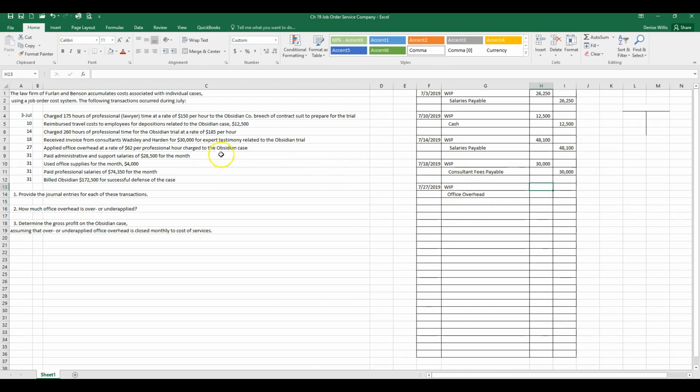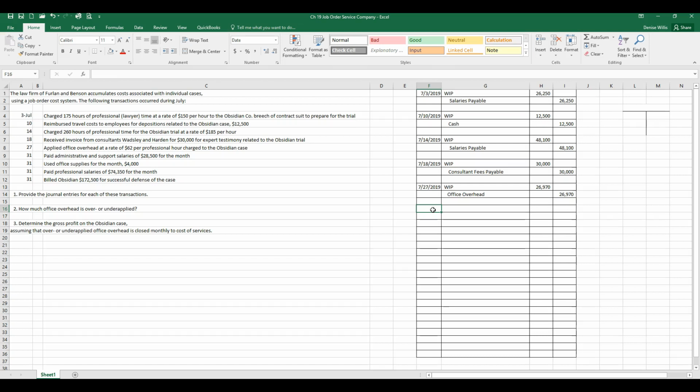Okay, but now let's figure out what this amount is. It says it's $62 per professional hour. Well, how many hours have we charged to this case? We have 175 here and 260 here. So we're going to let Excel do the math for us and add those up. We have 175 plus 260. That's the number of hours. We're going to multiply those number of hours times the rate. It's an overhead rate of $62 an hour. So that should be $26,970. Okay. And that is done. Let's move on to the 31st.